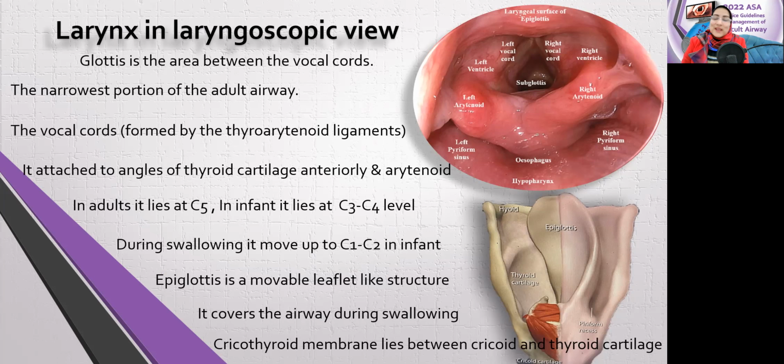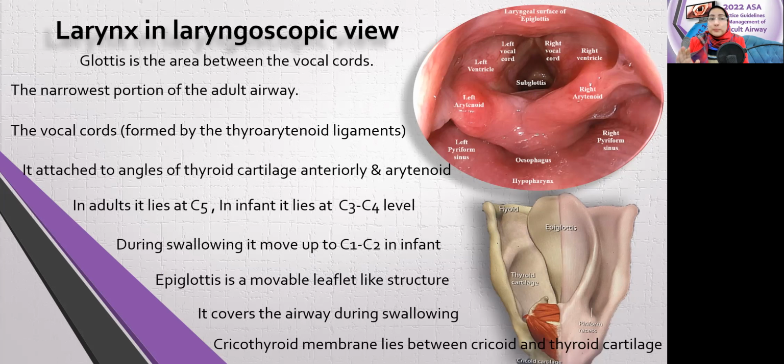Epiglottis. I love epiglottis. All of us should love epiglottis because it's an important anatomical landmark for anesthesiologists. When we're doing direct laryngoscopy and we see the epiglottis, we feel happy that it's easy to intubate. Epiglottis is a movable leaflet-like structure. It covers the airway during swallowing, preventing food and fluid from entering the larynx and choking and aspiration from occurring.